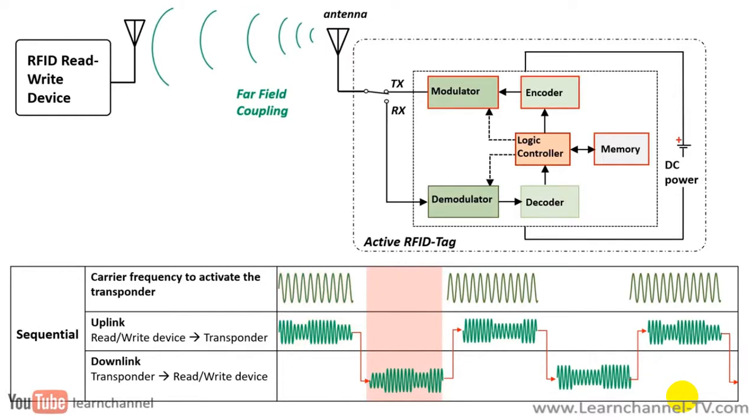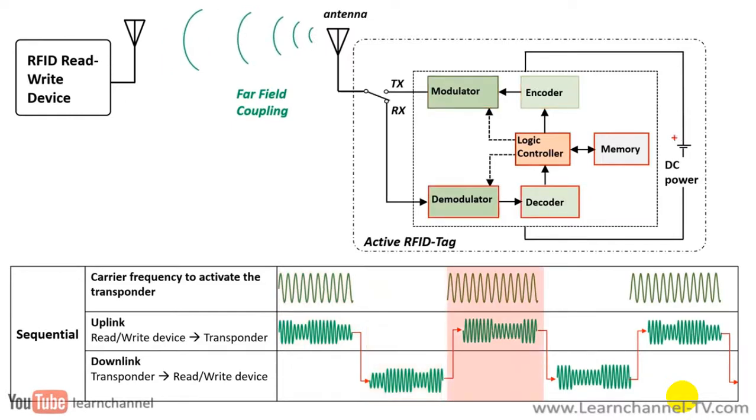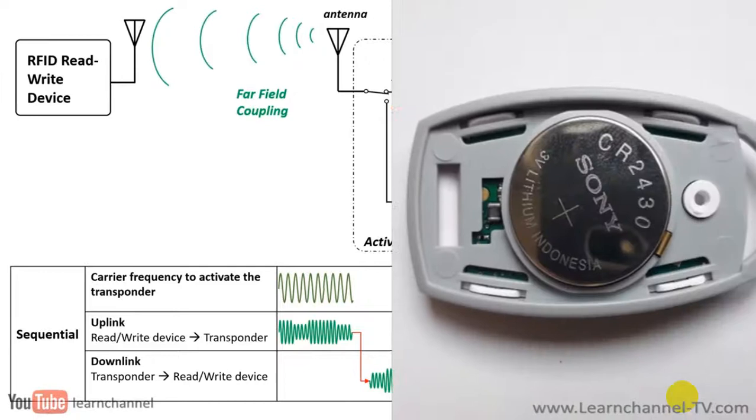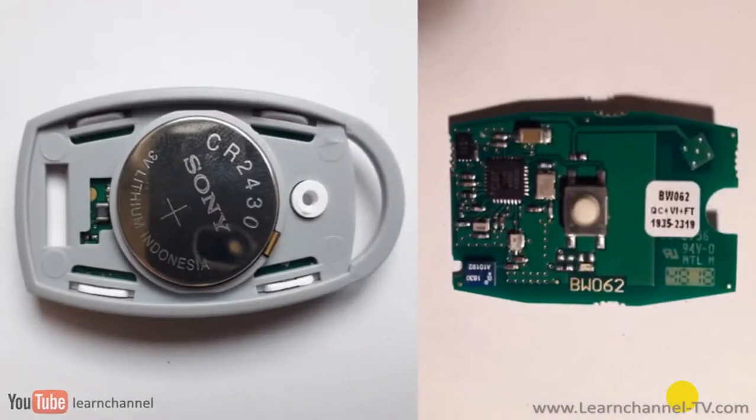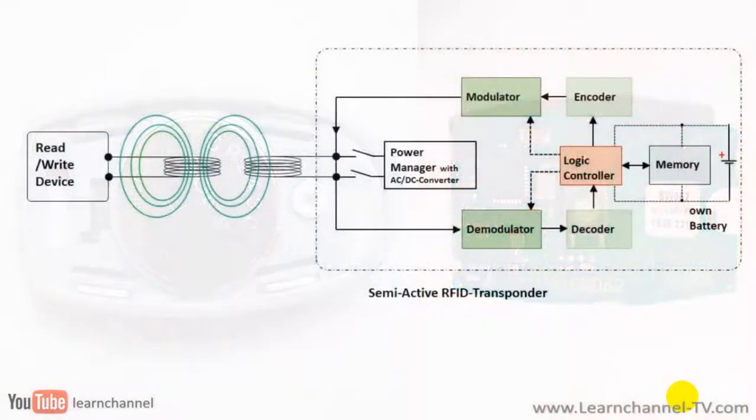Advantages are, for example, increased range, lower signal runtime, higher data transfer, and the option to read several tags at one time. But on the other hand, the tags are large, costly, and have a limited lifespan due to their battery. The last type of RFID tags are the so-called semi-active tags.